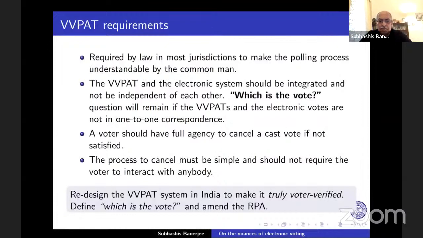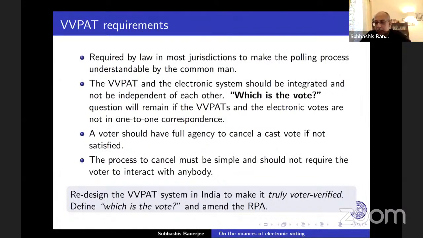Now, also a voter should have full agency to cancel a vote if not satisfied. For example, if I have voted for BJP and the VVPAT slip shows Congress, right? What should I do? In India, the way the system has been designed, I cannot touch the VVPAT slip. I can only see it through a glass window for 7 seconds, and then it gets detached and falls into a sack. So is this 7-second visibility enough? If it shows that I made a mistake or it has recorded it wrong, what am I supposed to do? I cannot stop it. So this is not really a voter verified system.